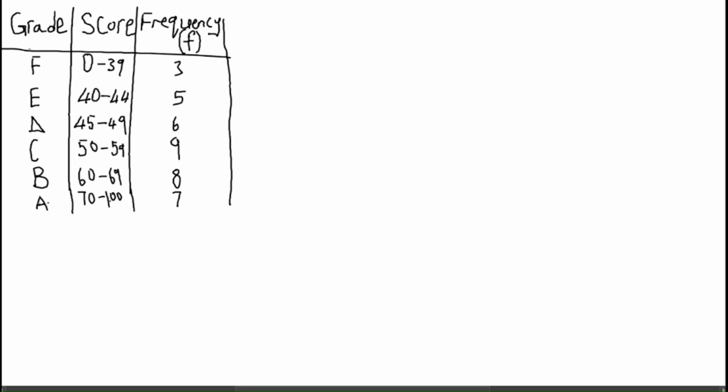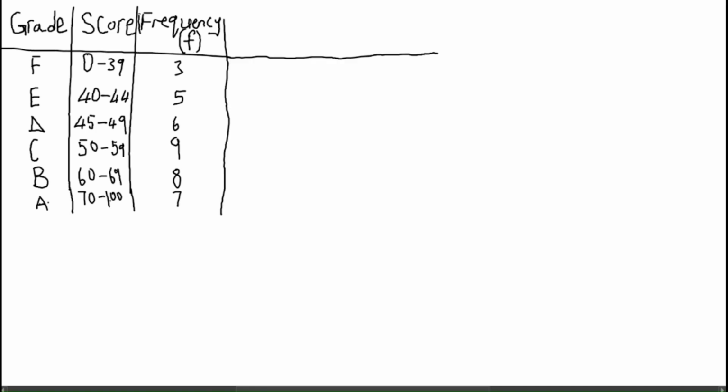In this video, we're going to talk about how to calculate the mean of a grouped frequency table. So what we have here is the grade and the score of students. You can see the score interval 0 to 39 is an F, 40 to 44 is an E, 45 to 49 is a D, 50 to 59 is a C, 60 to 69 is a B, and 70 to 100 is an A in most Nigerian universities.